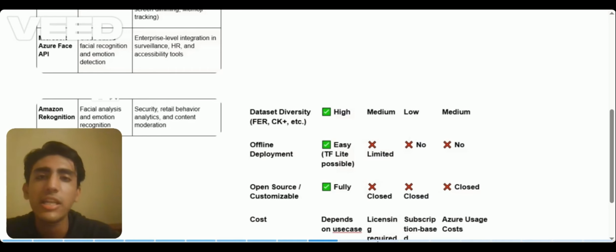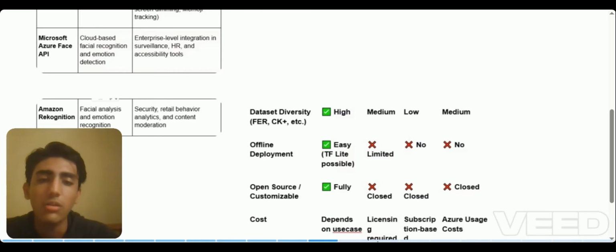FER 2013 has grayscale 48 by 48 images. My bad, not 43. It has 7 classes for emotions, not 8, 7 classes. And it's widely used for benchmarking, so basically measuring the accuracy of a sentiment recognition engine, right?